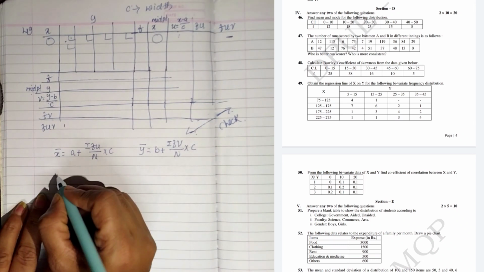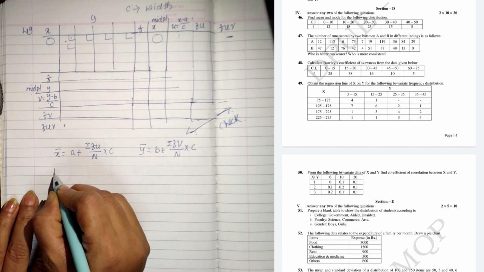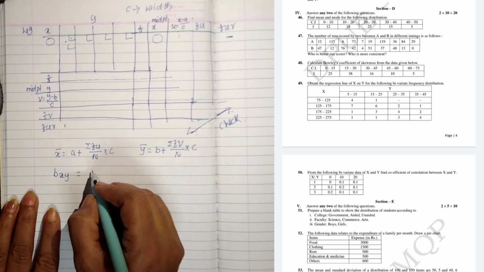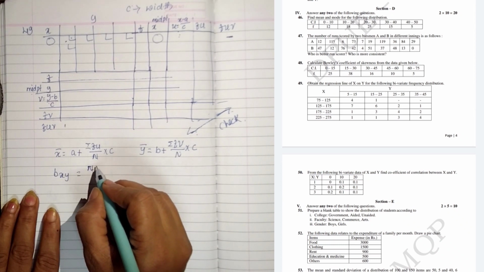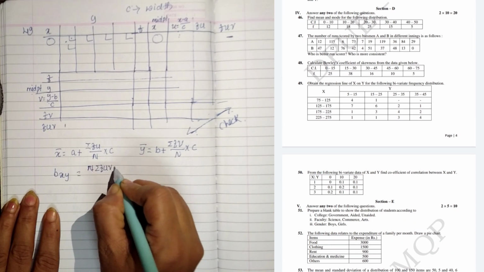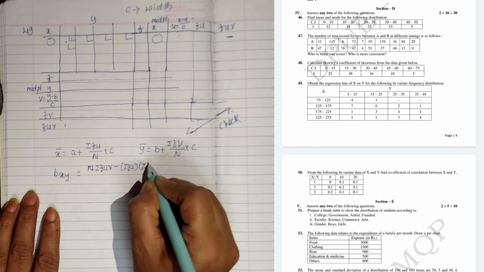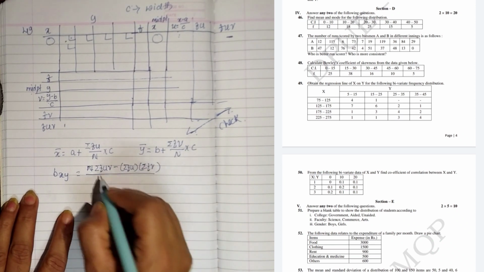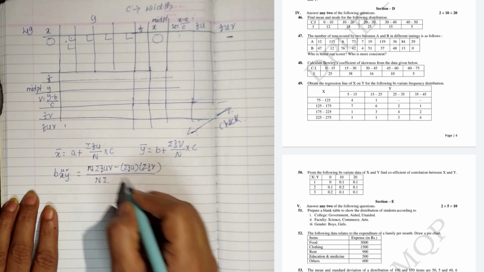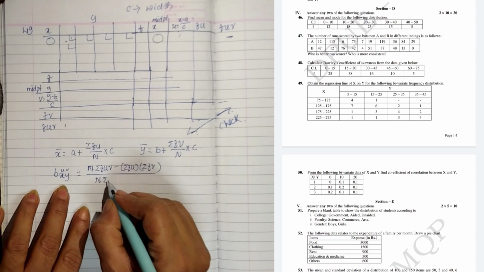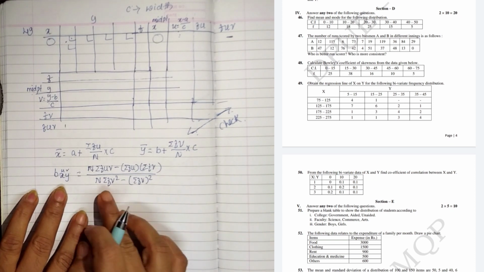Because it is regression, x on y and y on x you have to calculate here. Then you have to calculate bxy. bxy is equal to capital N into summation of fuv minus summation of fu into summation of fv, divided by capital N into summation of fv square minus summation of fv whole square. Here u is the first variable and v is the second. You have to take this formula.